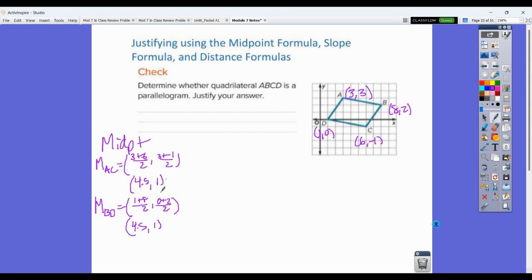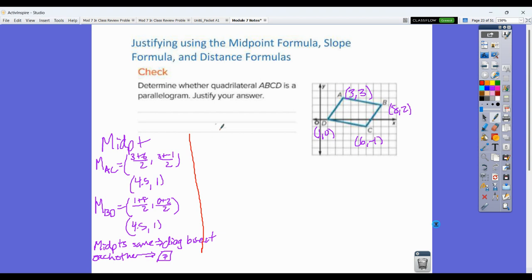So since the midpoints are the same, you would actually use the exact same reason that's written right above this problem in the book. To justify your answer, we can say that since the midpoints are the same, the diagonals bisect each other, and therefore it is a parallelogram. So midpoints the same means that the diagonals bisect each other, which means that you have a parallelogram. Okay, so that's how I did it on that one.